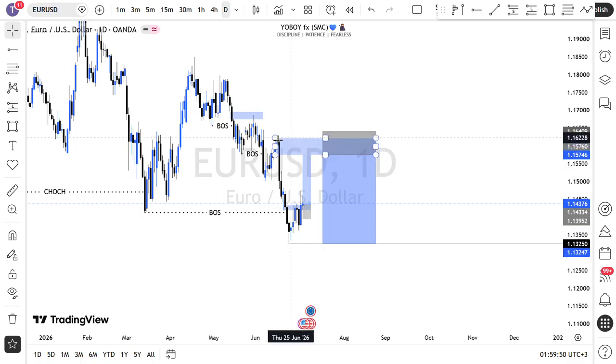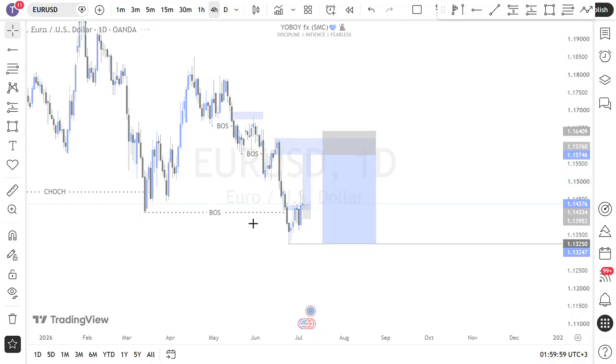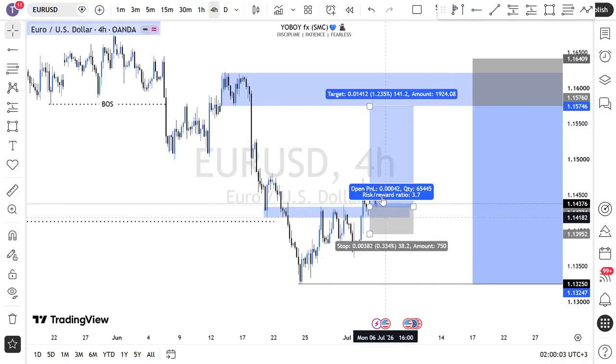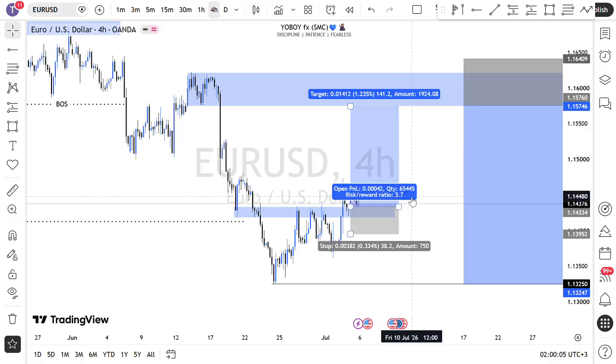So this is the current point of interest, and if price will be reacting from this area, we take our sales to the downside. But as for now, if I drop into the four-hour time frame, we are trying to look at if the market will be buying from this area to the upside.